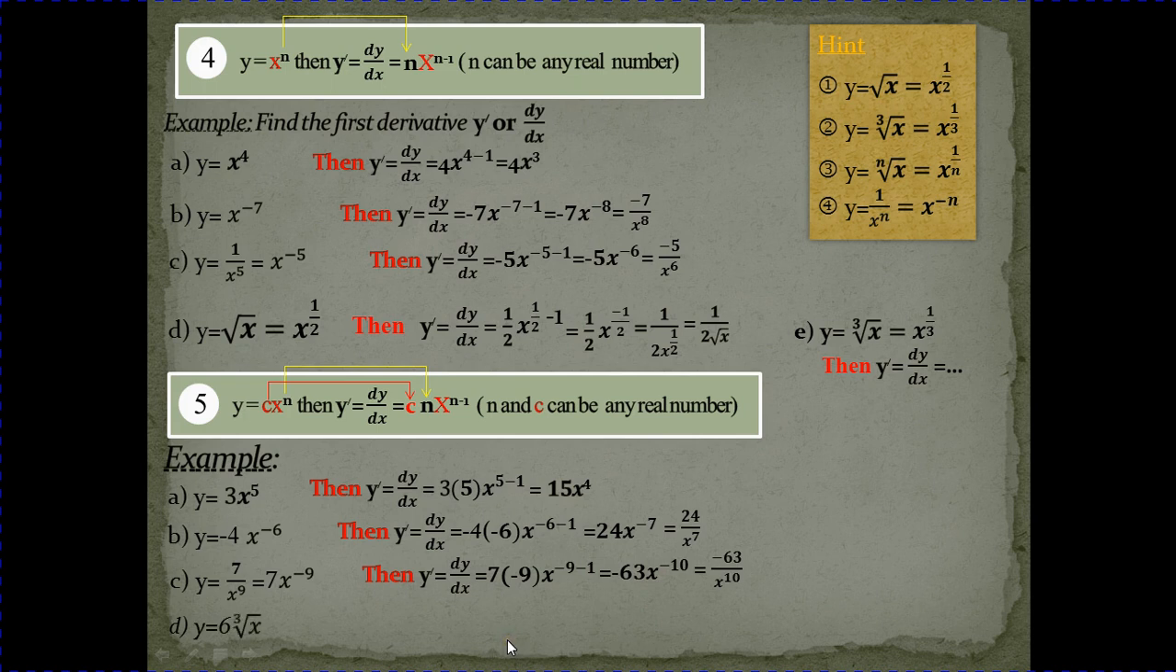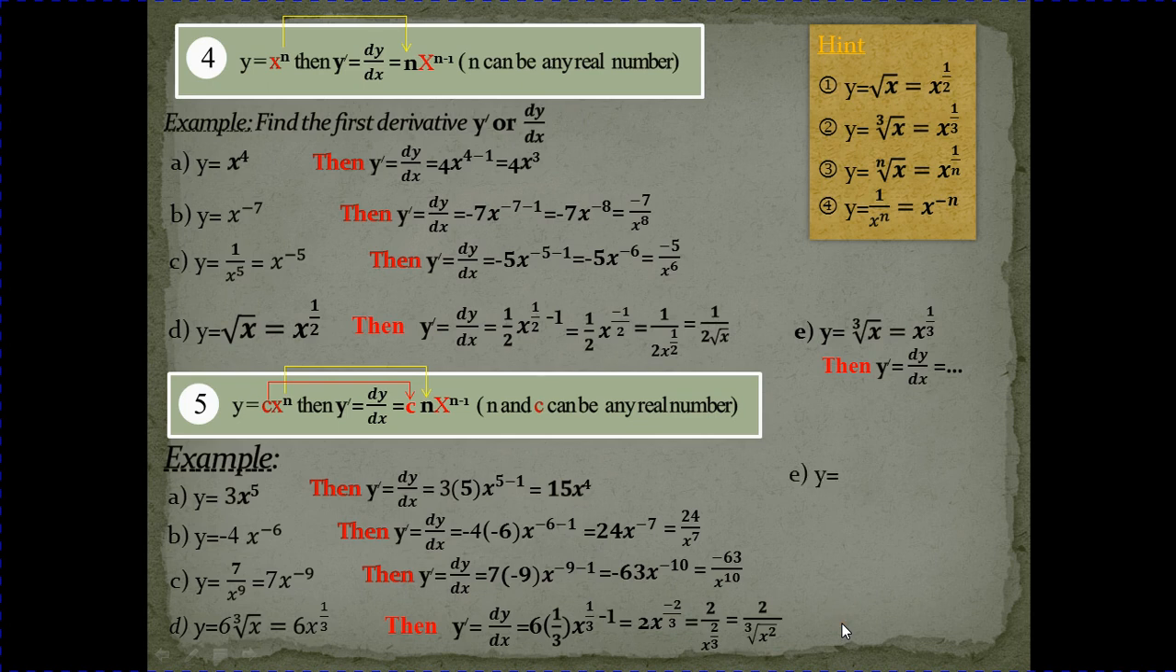D, y equals 6 cube root x, it will be 6x power 1 over 3. If you want to get y dash, it will be 6 multiplied by the power 1 over 3 and x power 1 over 3 minus 1. If you multiply 6 by 1 over 3, it will be 2 and x power negative 2 over 3, it will be 2 over x power 2 over 3, it will be 2 over cube root x power 2.